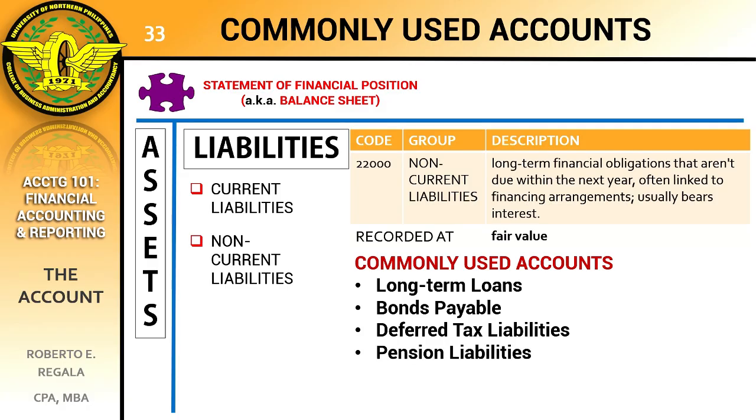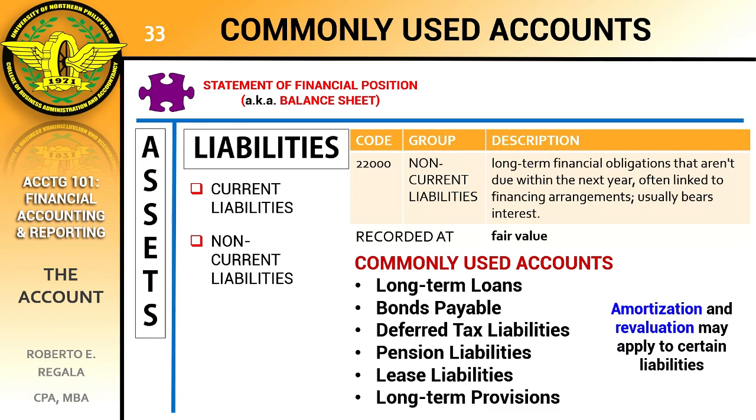Pension liabilities, which are obligations to pay pensions to employees after retirement. Lease liabilities, which are the present value of lease payments due beyond the next 12 months for leases lasting more than 1 year. Long-term provisions, such as those for warranties or environmental cleanup that the company expects to pay beyond the short term. Amortization and revaluation may apply to certain liabilities, such as bonds, where any premiums or discounts are spread out over the bond's life. Lease liabilities are similarly recognized and reduced through payments, with interest charged to the income statement.